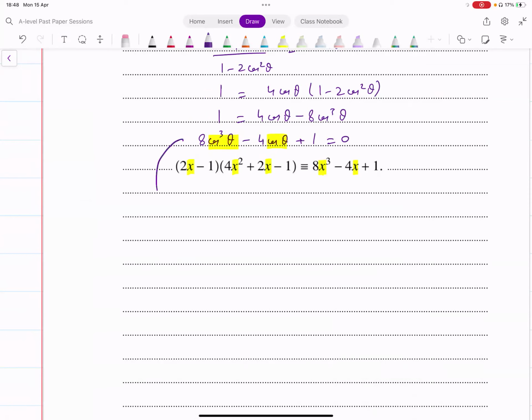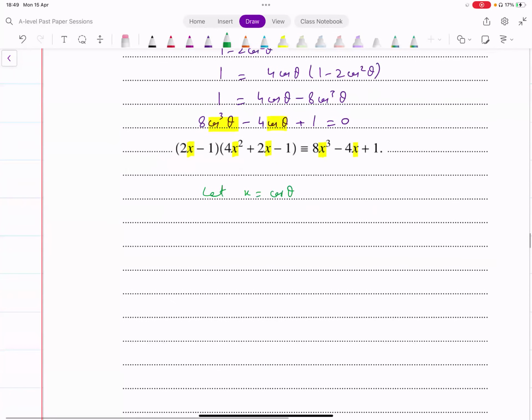We could write this equation as 2 cos theta minus 1 into 4 cos square theta plus 2 cos theta minus 1 equal to 0. Or we could do it like this to make it simpler. In fact, we could use a substitution that will make things simpler. Let x equal cos theta. What does that equation become? If you use this substitution, you get 8x cubed minus 4x plus 1 equal to 0. That's what this equation becomes.